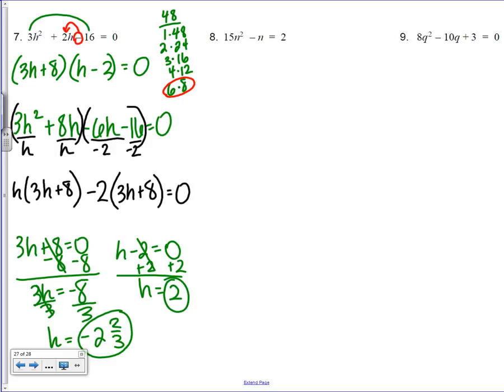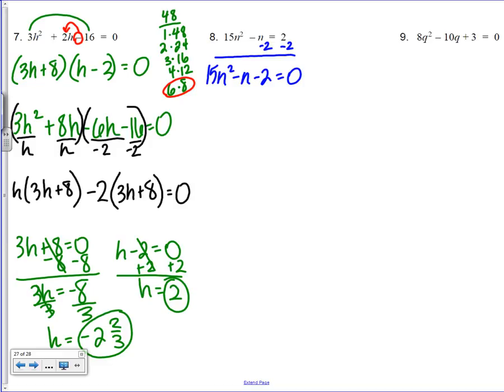And we have our two answers. All right, let's try another one like that. Number 8 needs to be set equal to 0. Make sure we're putting it in the right order. Okay? There is no GCF. My leading coefficient is 15.